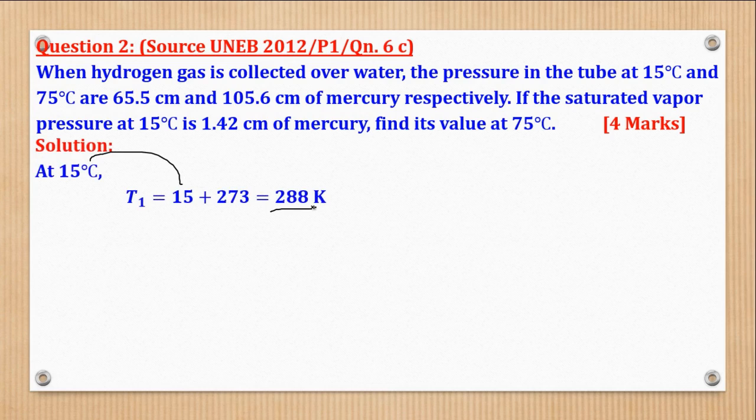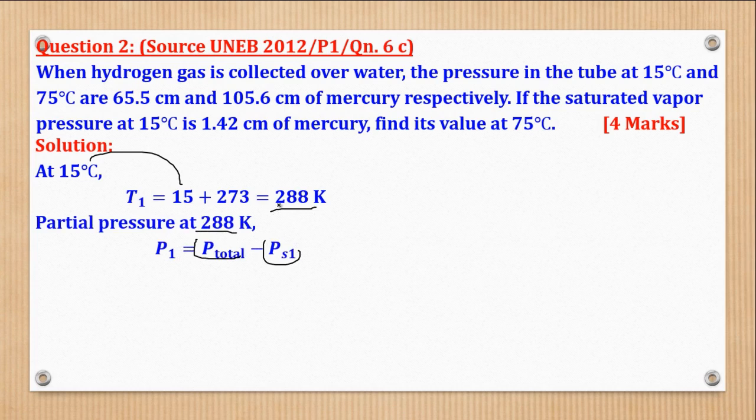So still we shall first interpret that at 15 degrees Celsius, convert 15 to Kelvin to give 288 Kelvin. Then partial pressure at that temperature is got by P total minus PS, saturated vapor pressure. Now P total is given as this and saturated vapor PS is that. So we come up with this as the pressure which will obey gas laws.